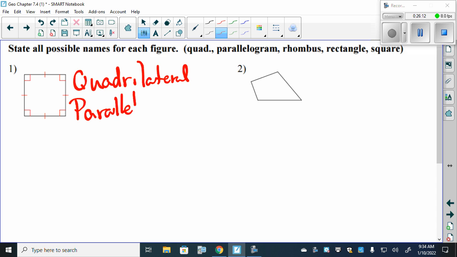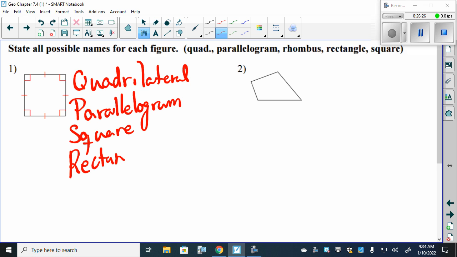And we know it's a parallelogram because it is a square and a rectangle, and it would be a rhombus. Because if it is a square, we know for certain it has to be a rectangle and a rhombus. So this one here actually gets all of them.